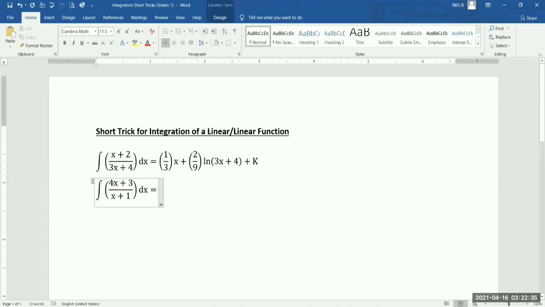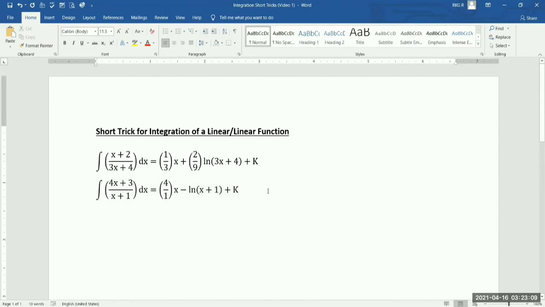In this example, the function is (4x + 3) upon (x + 1). Okay, so the answer is, okay, so the answer is this. And here also the k is the constant of integration. So you must be wondering how I'm writing the answer in very few seconds.